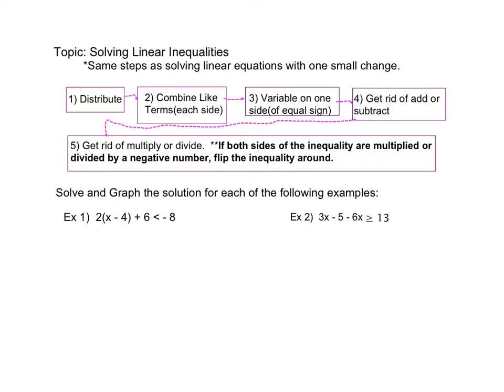On the first example, the first thing I'm going to do is use the distributive property to get rid of those parentheses, giving me 2x minus 8 plus 6 is less than negative 8. From here, I have 2 sides, and on my left, I notice I can combine a negative 8 and a positive 6. My signs are different, so I subtract, I keep the sign of the bigger number, and it becomes negative 2.